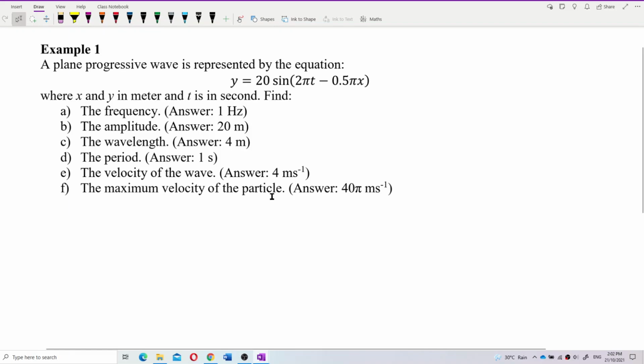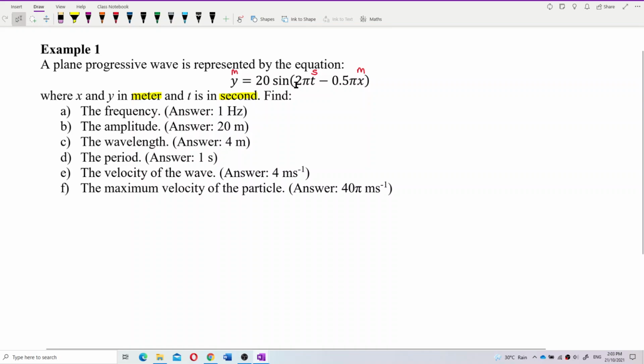Good. I want you to pay attention to the unit first. He said that x and y are in meters. Okay, x and y are in meter and time is in second. So what I can say is, given the x and y, they are both in meter. The y is in meter, the x are in meter, and then the time is in second. This is important.